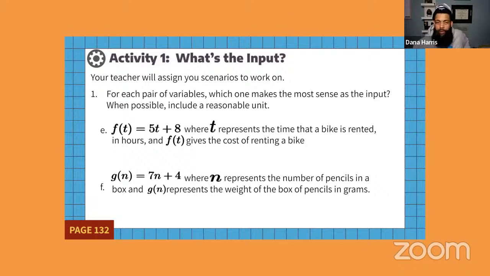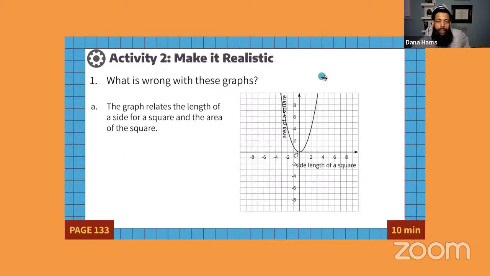Go on to the last one. Activity 2. Now, activity 2, not much explaining, but there is some explaining. Okay, so I'm going to write on this one a little bit. It says, what's wrong with these graphs? The graph relates the length of a side for a square and the area of the square. So we notice the input is the length of the square, or side length of a square, and the output is the area of the square.